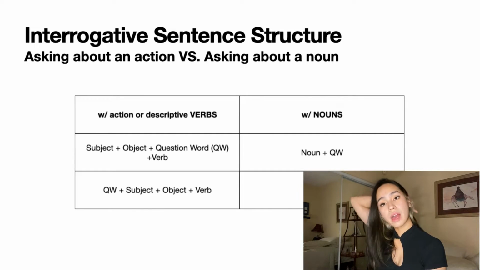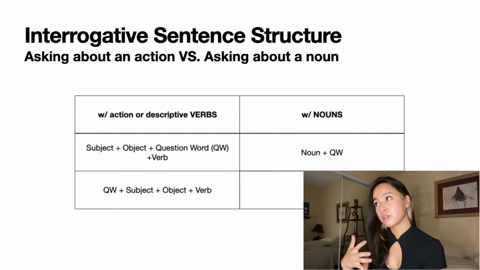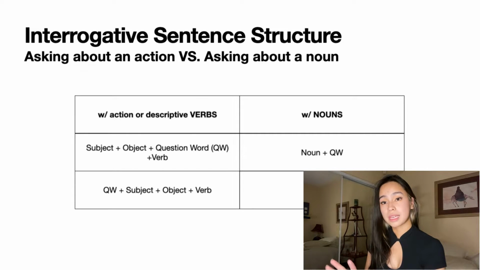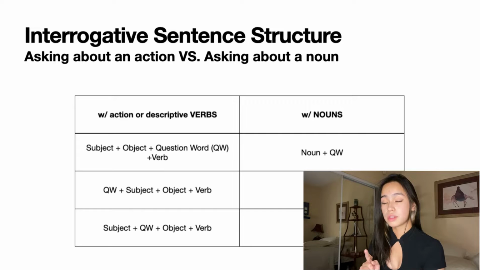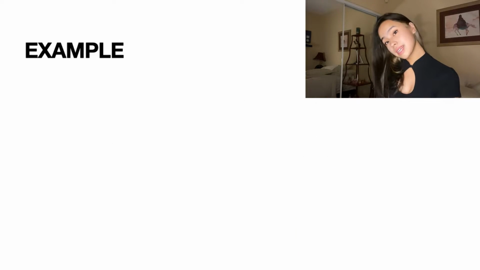Okay? However, I do vaguely remember from my Korean tutor that when you're asking about a verb, the question word is flexible because you can place it at the start of the sentence. As you can see here, question word, subject, object, verb. Or you can also place it after the subject. Based on my personal experience and just listening to Korean dialogue and watching Korean content, the most common structure when asking about a verb is the question word right before the verb. All right. Now, let's make an example.